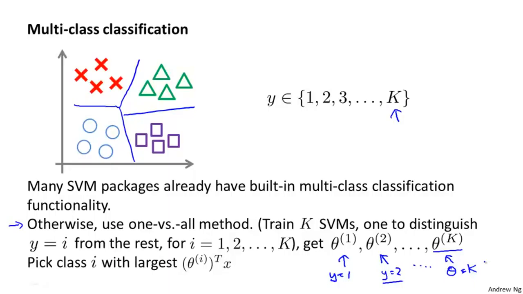And then lastly, this is exactly the same as the one versus all method we have for logistic regression. Really, you just predict the class i with the largest theta i transpose x. So that's multi-class classification with SVMs. But the more common case is that there's a reasonable chance that whatever software package you use will already have built-in multi-class classification functionality, and so you don't even need to worry about this yourself.